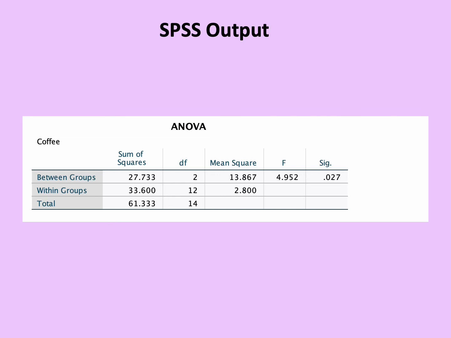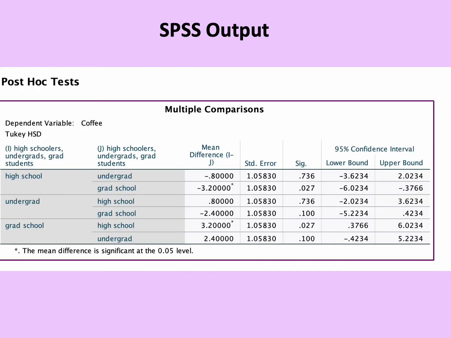And lastly, we have our F value of 4.95. And just like we found with the F critical value, comparing the F critical value to our obtained statistic, the P value, which is indicated in the significance column, is 0.027, which means it is less than 0.05, and we can reject the null hypothesis. So lastly, we have our post hoc tests.